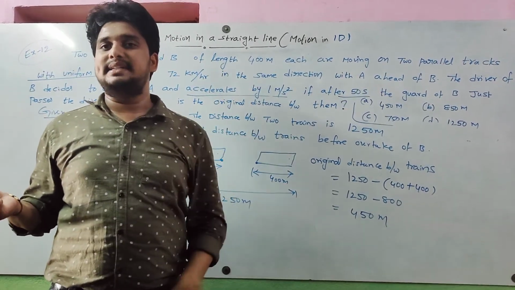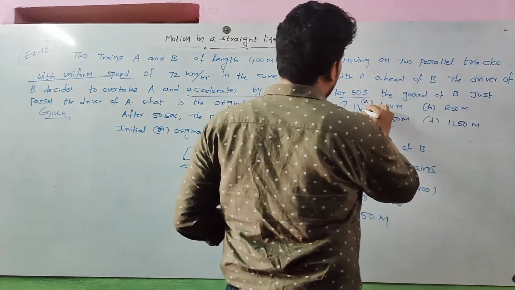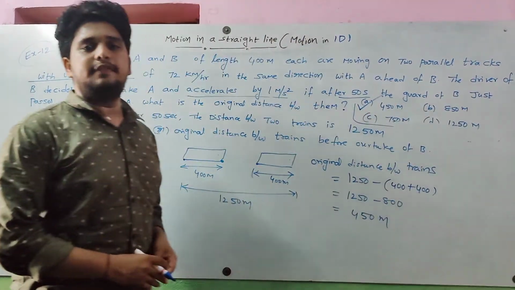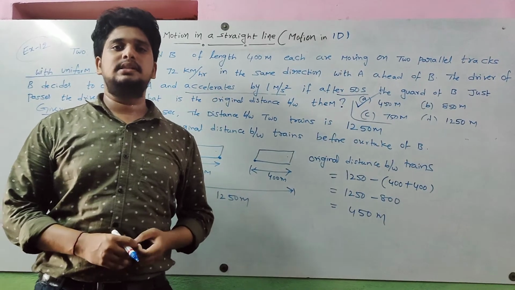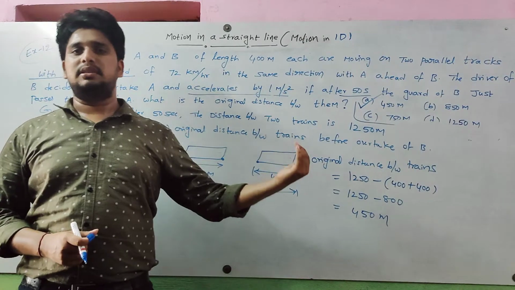After overtake, the distance is 1250 meters. This is the solution for this question. So the answer is 450 meters. Right, so this is the solution for example 12.